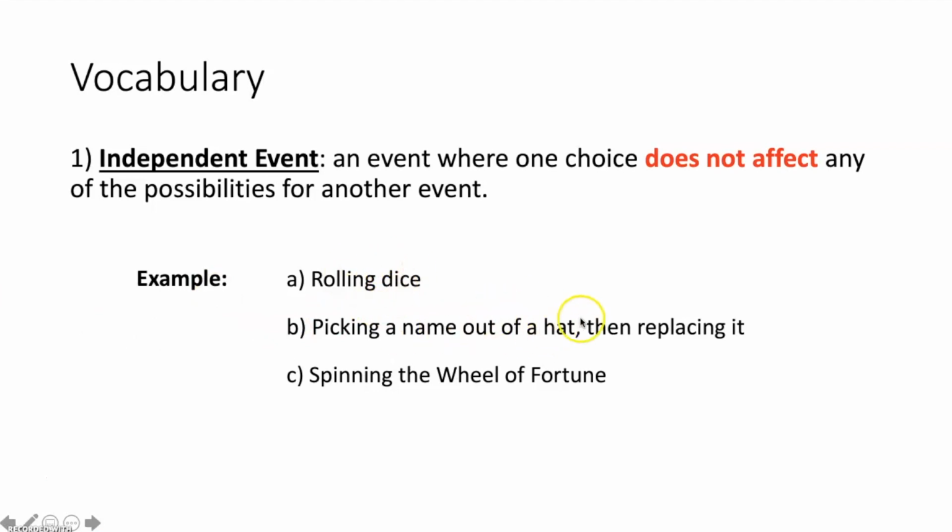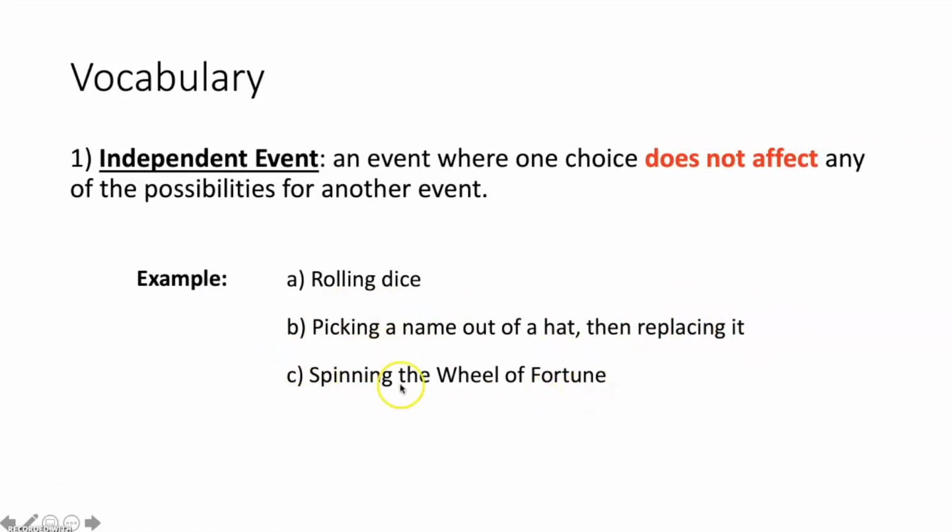Next, we have picking a name out of a hat and then replacing it. So imagine you have a hat with little sheets of paper that have names on them, and you choose one of the names out of that hat. If you then put that name back in the hat, you make it an independent event, because if someone were to choose after you, they have the exact same number of possibilities that you did when you chose the name out of the hat. So by replacing that name, by putting that name back in the hat, you've made it an independent event.